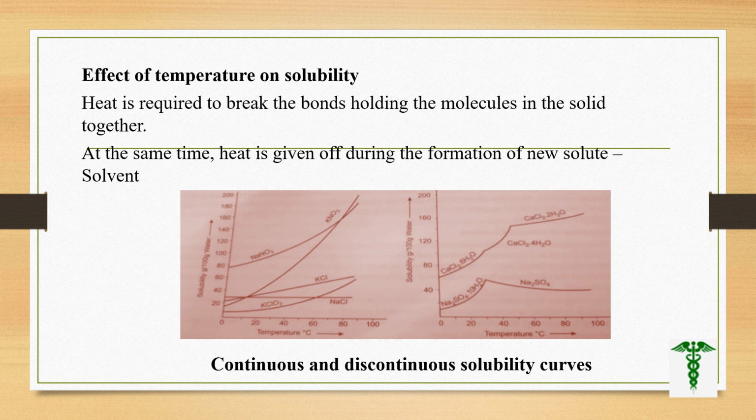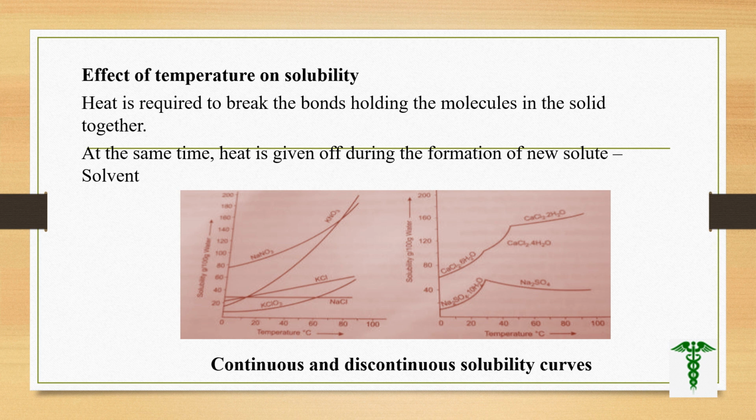One is a continuous curve like the first one, and second one is a discontinuous curve. The continuous curve normally comes in the case of NaNO3, KNO3, KCl, sodium chloride, etc. But discontinuous solubility curves are mostly given by the hydrated form of the thing. So you can see the thing like calcium chloride, 6 molecules of water, having a temperature of around 20.